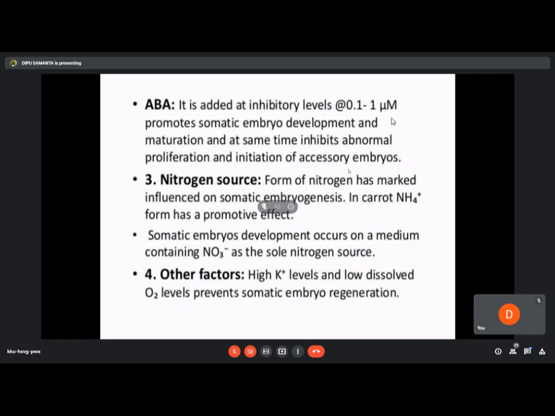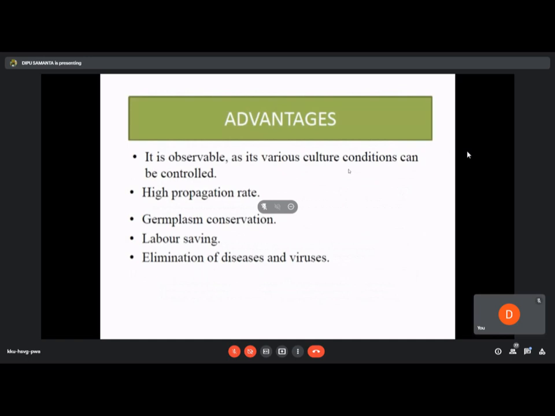Now, coming to the different advantages, it is observable that various culture conditions can be controlled, there is a high propagation rate, and germplasm conservation is also advantageous for somatic embryogenesis. It is a labor saving process and it also eliminates different diseases and viruses.